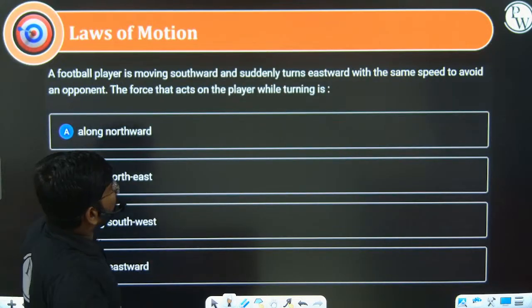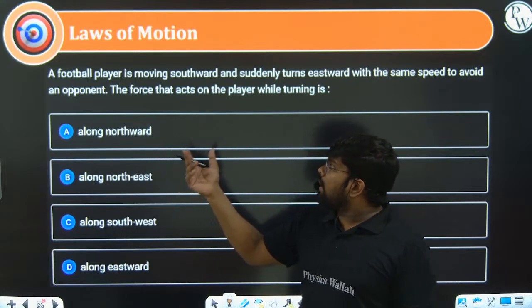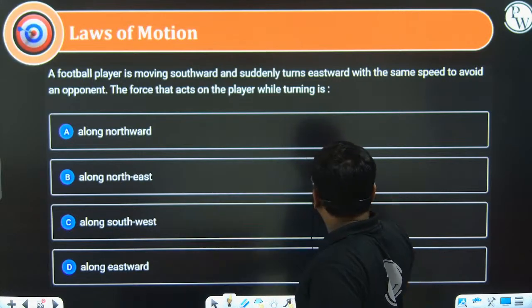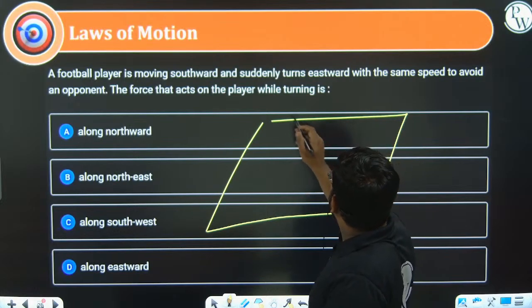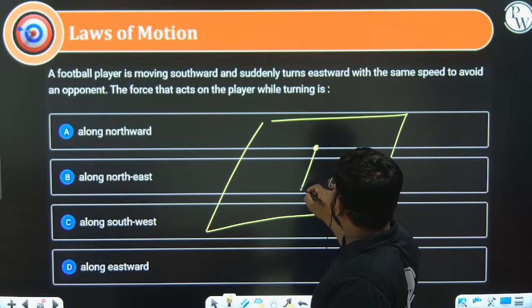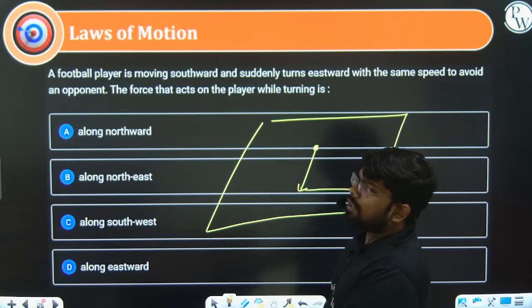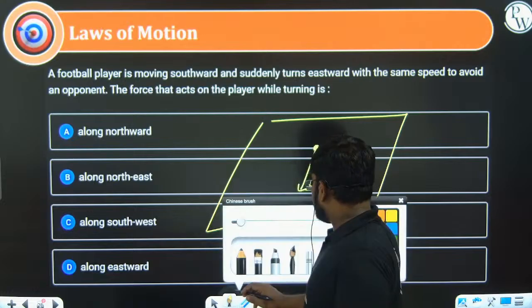Now something related to the basics of forces. A football player is moving southward. Suddenly he turns to the east with the same speed to avoid an opponent. How do you calculate the force? How do you measure it here?